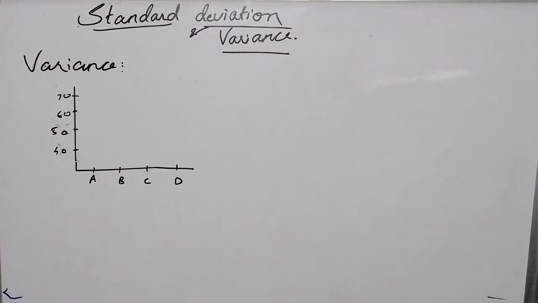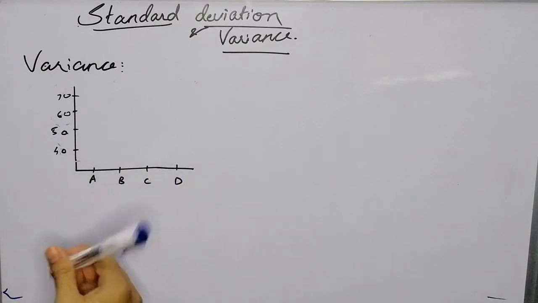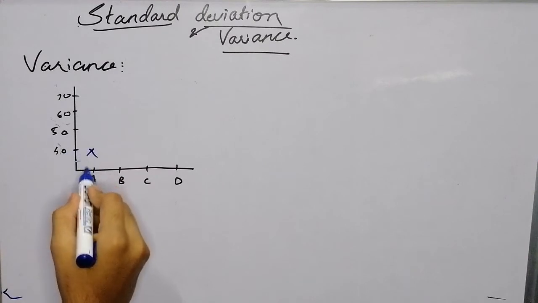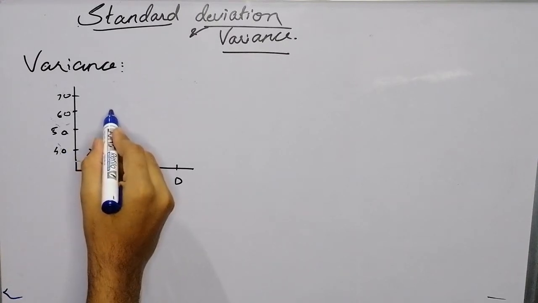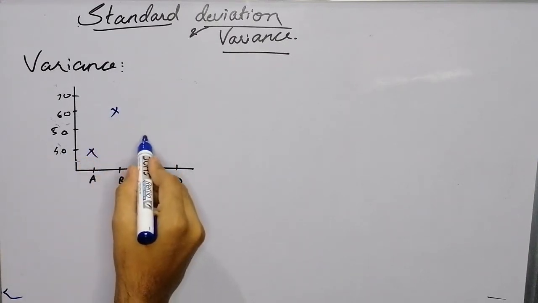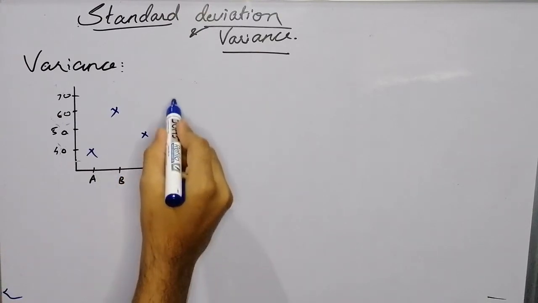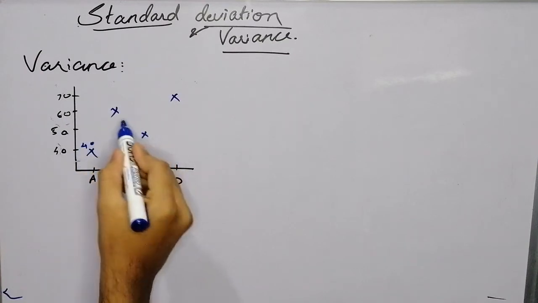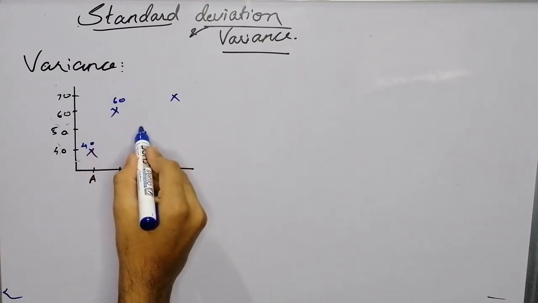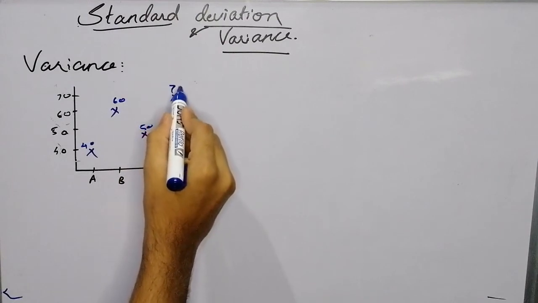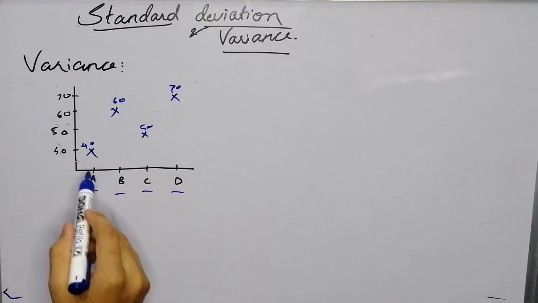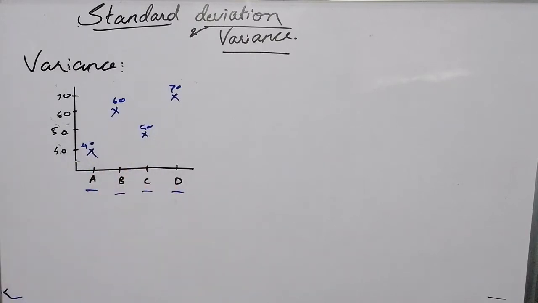Let us suppose an example where we have persons A, B, C and D, and the weights are respectively: A has a weight of 40 kgs, whereas B has 60, C has 50, and D has 70 kgs. So let me just write it over here: 40, 60, 50 and 70. These are the weights of A, B, C, D.